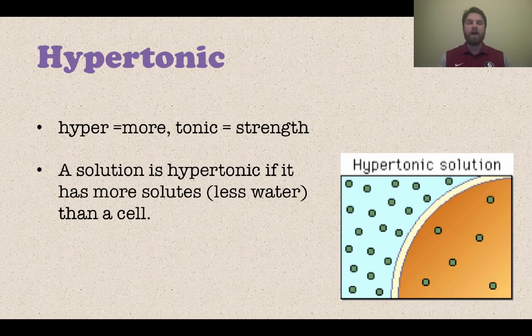So let's talk about hypertonic. Hyper is more, tonic is strength. So this is a more concentrated solution. A solution is hypertonic if it has more solute per solvent than a cell. As you can see on the outside of the cell here, there's a lot of these green particles and fewer of them on the inside of the cell. Think of those maybe as salt or something like that. The saltiness on the outside is a lot more than the inside of the cell.